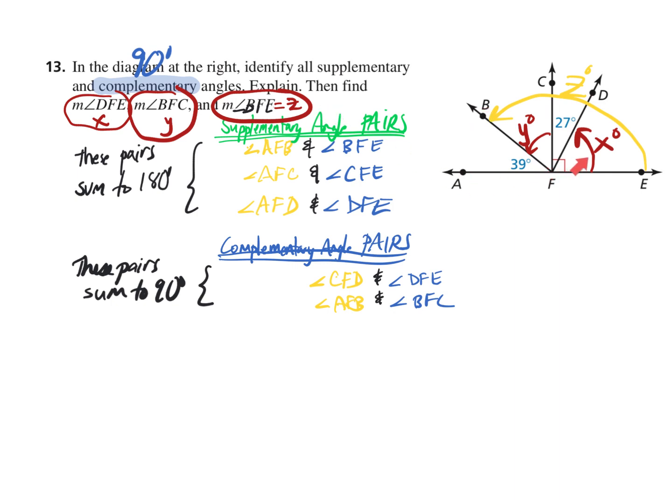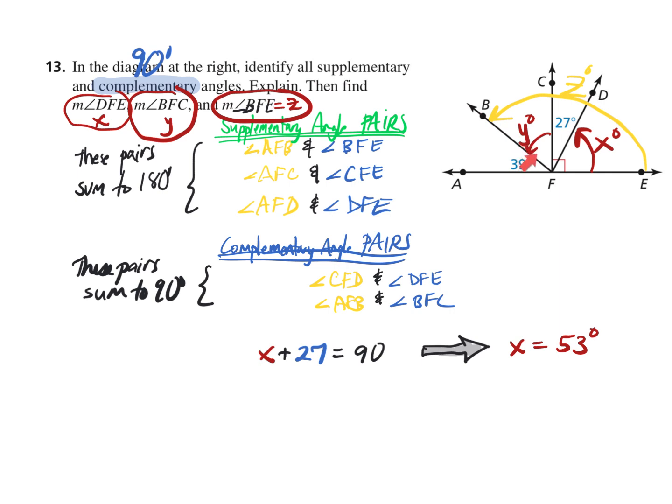We can start here with X because we know that X plus 27 gives us this 90-degree angle. All right, subtracting 27 from both sides, X is 53 degrees. And that's the measure of angle DFE. And we can leave it like this because we've communicated that X stands for the measure of angle DFE. So why rewrite that when we've already communicated it?